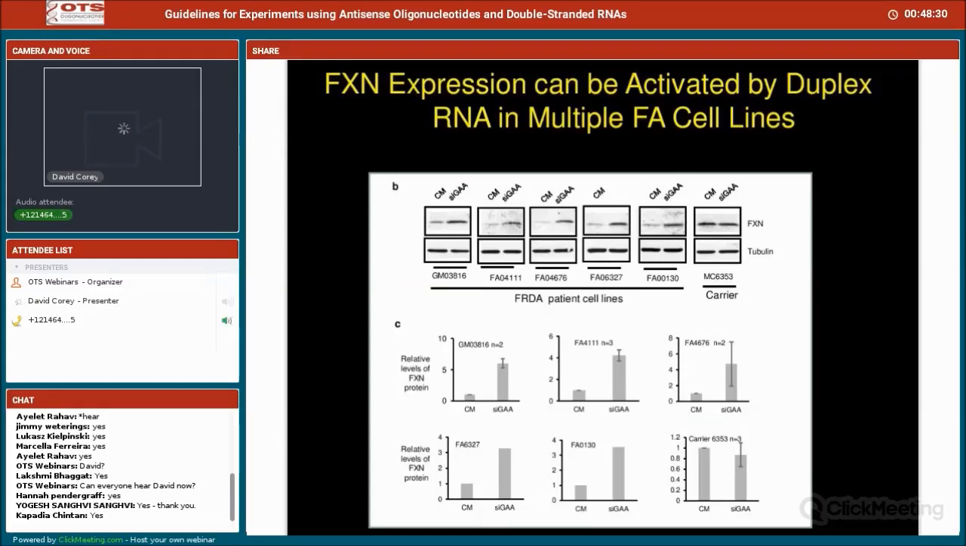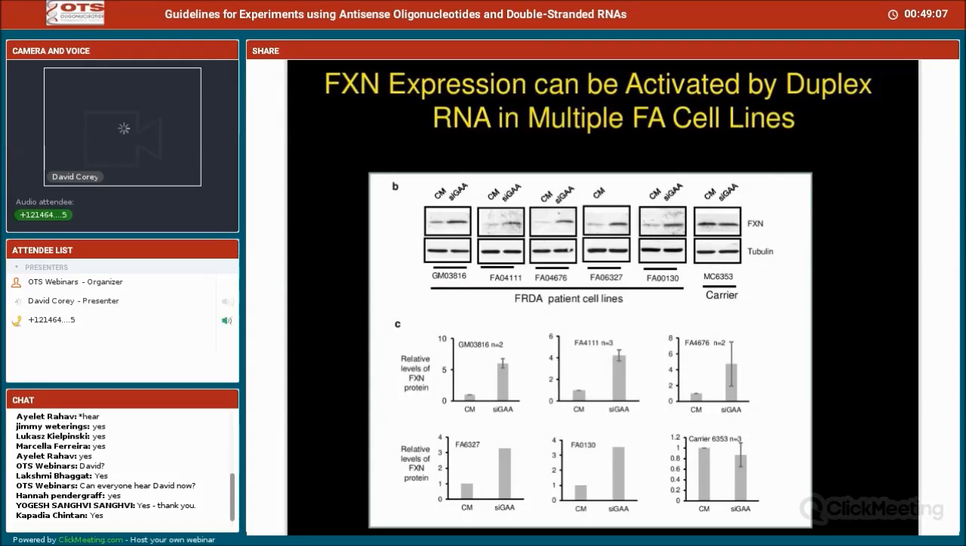Now, the experiments we do should be robust. That means that we should be able to reproduce them in different cell lines. In this case, we were asked by the people at the Friedreich's Ataxia Research Alliance, who were funding the work, to obtain different patient-derived cell lines with different numbers of GAA repeats and find out whether or not our approach would work in those other cell lines. And what you can see here is that our approach is robust enough to function in every different cell line.